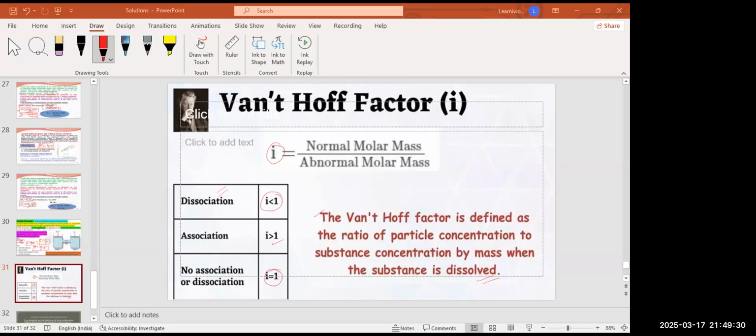Okay, it's just the reverse. If the value of i is greater than 1, the solute undergoes dissociation, right? And if the value of i is less than 1, then the solute undergoes association. Just remember that.